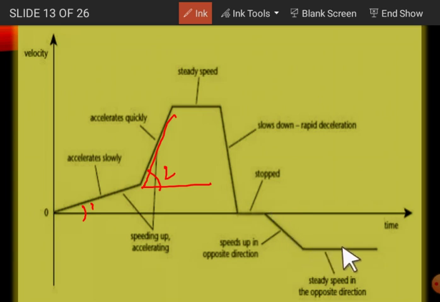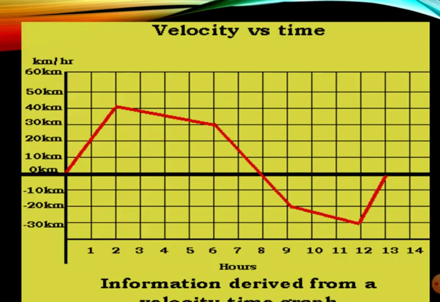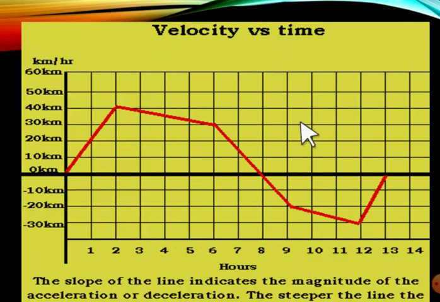And if it is parallel to the time axis again like this, then it represents what? It represents the steady motion of the object. That means the object moves with a uniform speed, but in the opposite direction. Got it? Yes. Let's go quickly to the velocity time graph here.